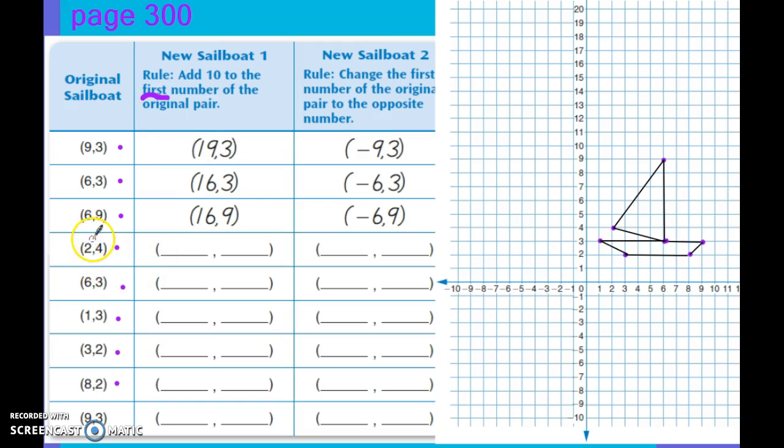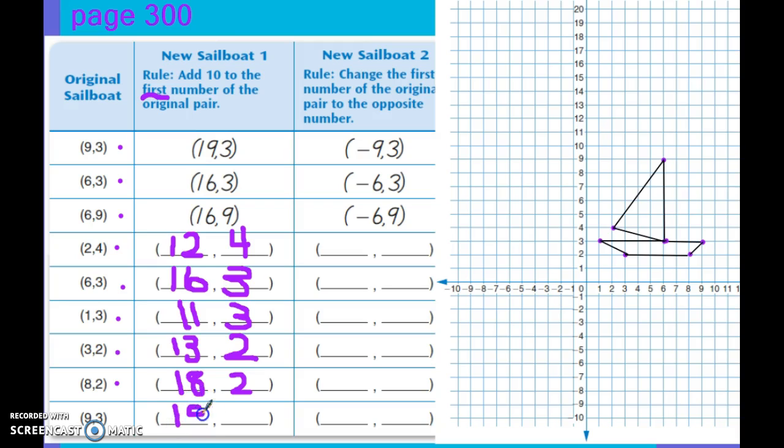So here, if I were to continue, if I add 10 to 2, I get 12. Notice my second number, my y, is staying the same. 16, 3. Sorry about my messy numbers here. 11, 3. 13, 2. 18, 2. And 19, 3. So you can go ahead and graph those. Those won't be a whole lot different than what we did the first time.